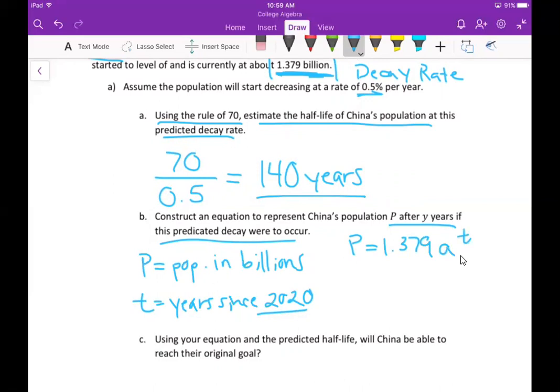So that A is going to be our decay factor per year. We're assuming a decay rate of 0.5% per year. Remember, the decay factor always equals 1 minus the decay rate. So here, we're just reasoning through all the information we've learned so far to help us find this equation. So we know the decay rate, we can always find the decay factor using that. That's 1 minus 0.005, because we will always use the decimal form there. So our decay factor would be 0.995 in this case.